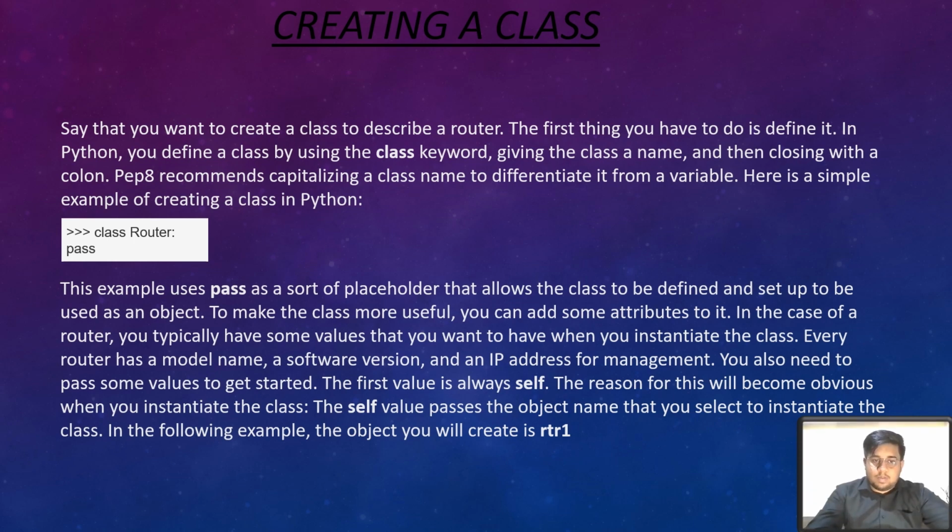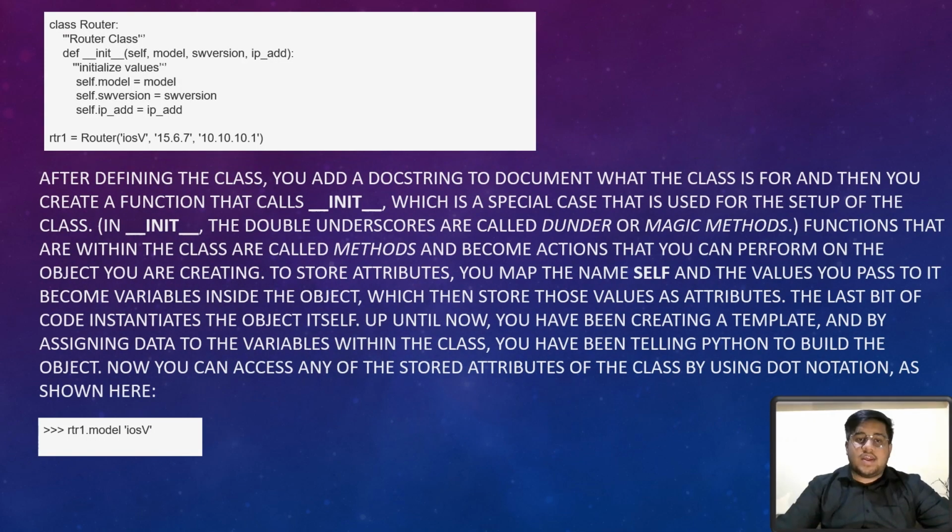You also need to pass some values to get started. The first value is always self. The reason for this will be obvious when you instantiate the class. The self value passes the object name that you select to instantiate the class. In the following example, the object you will create is RTR1. After defining the class, you add a docstring to document what the class is for and then create a function that calls __init__, which is a special case that is used for the setup of the class.